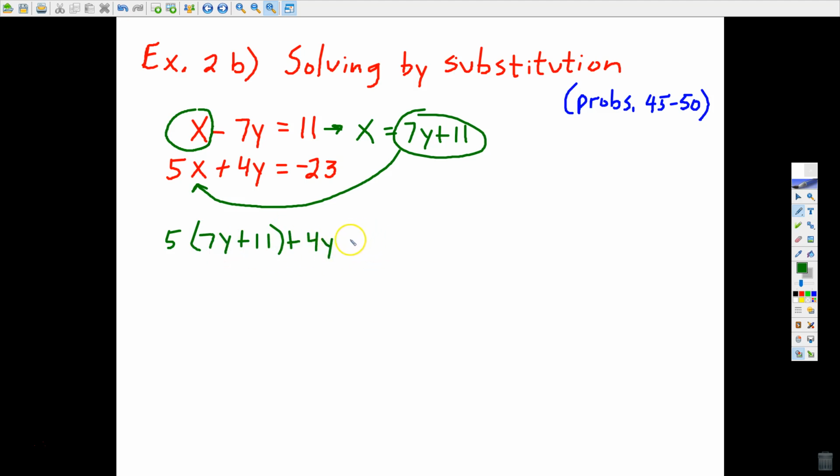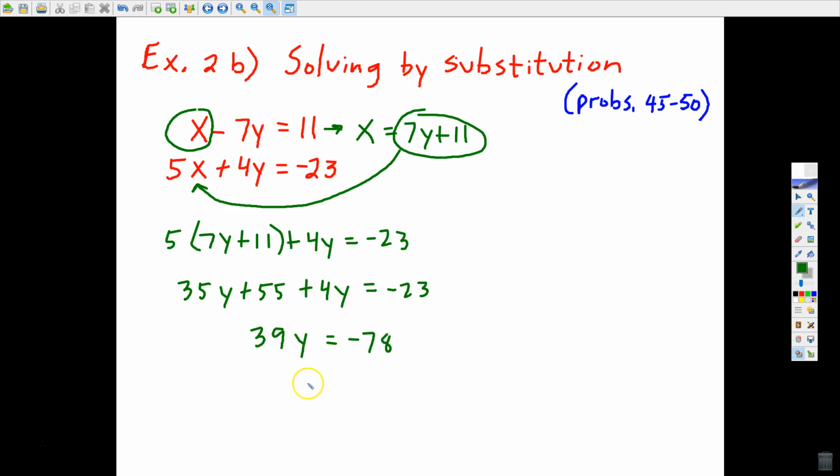And I'm going to initially find y. And then I'll let that number for y help me find x. So distributive property, this is 35y plus 55 plus 4y is equal to negative 23. Combine like terms, I get 39y. And I'm going to go ahead and subtract 55 from both sides, and that's going to give me negative 78. And dividing by 39 on both sides, I get negative 2 for y.